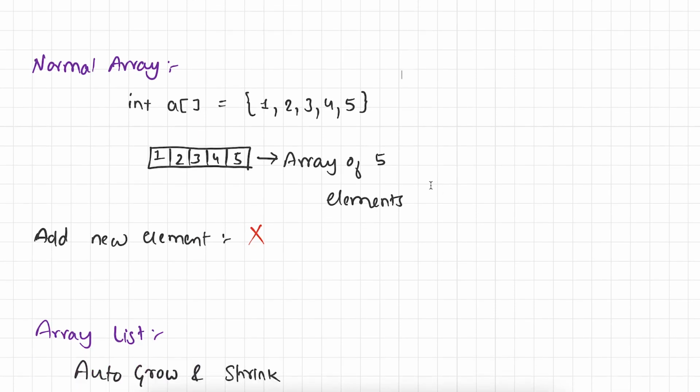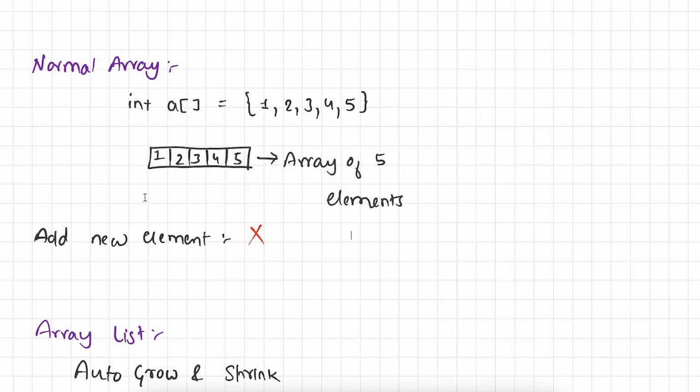So what happens in case of a normal array? Here we are initializing an array with 5 elements. It simply creates an array of capacity 5 and inserts all the 5 elements in that array. So we get an array like this, and this array has 5 elements.